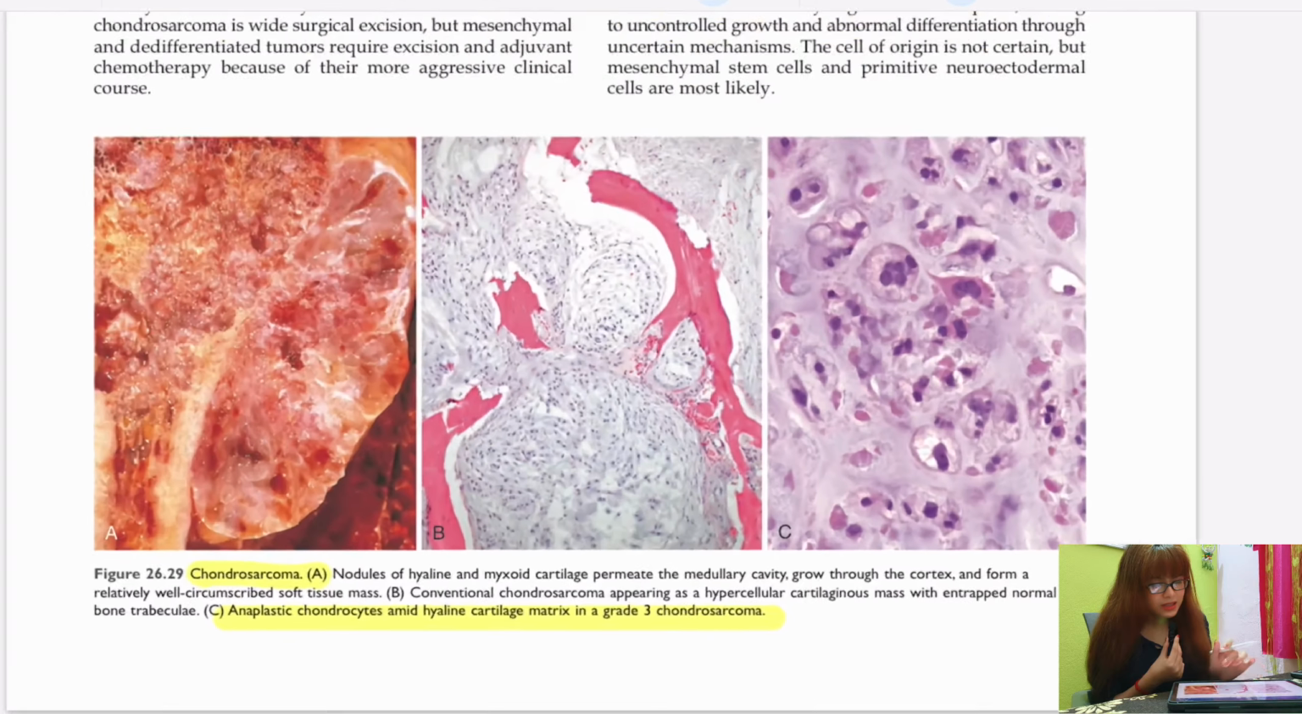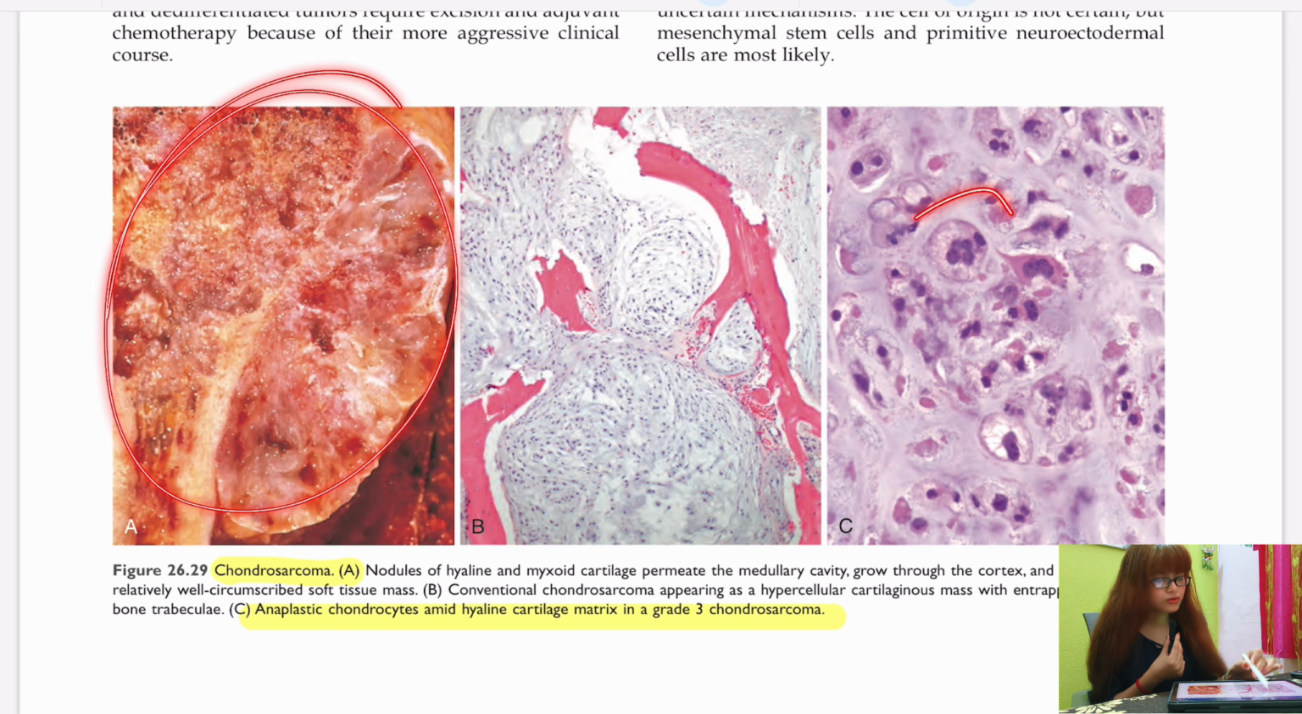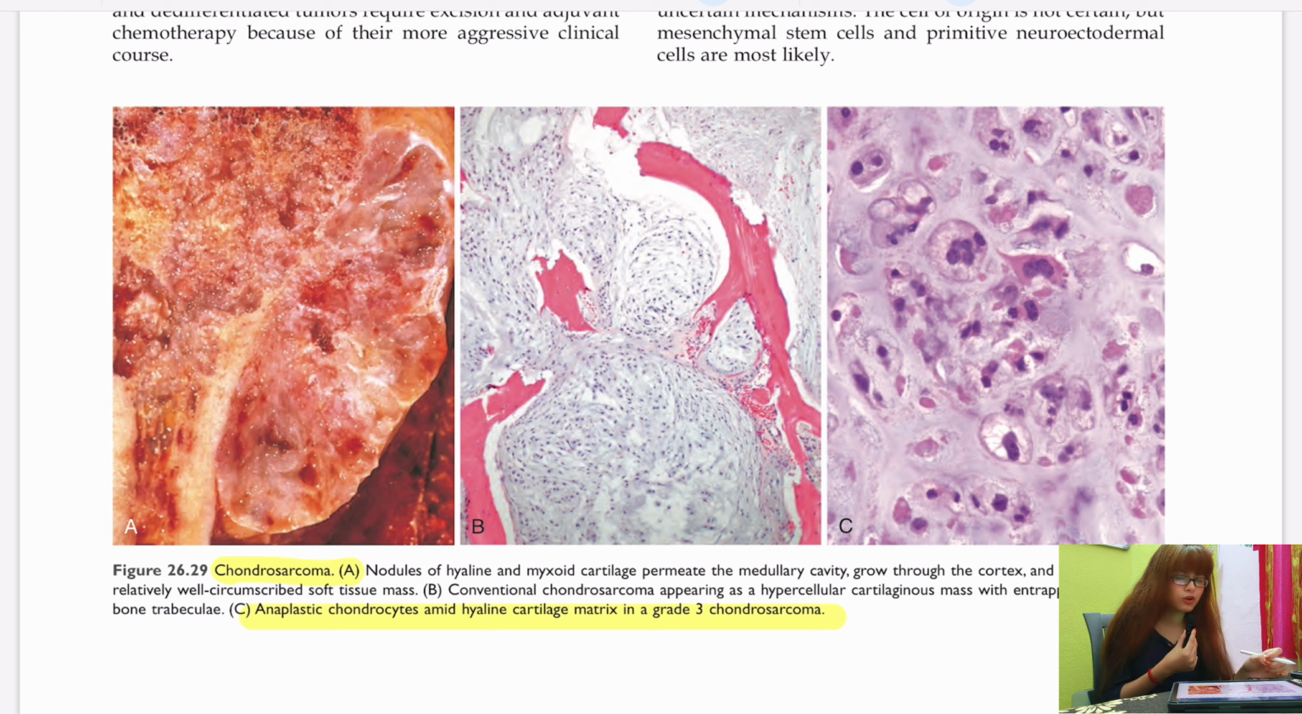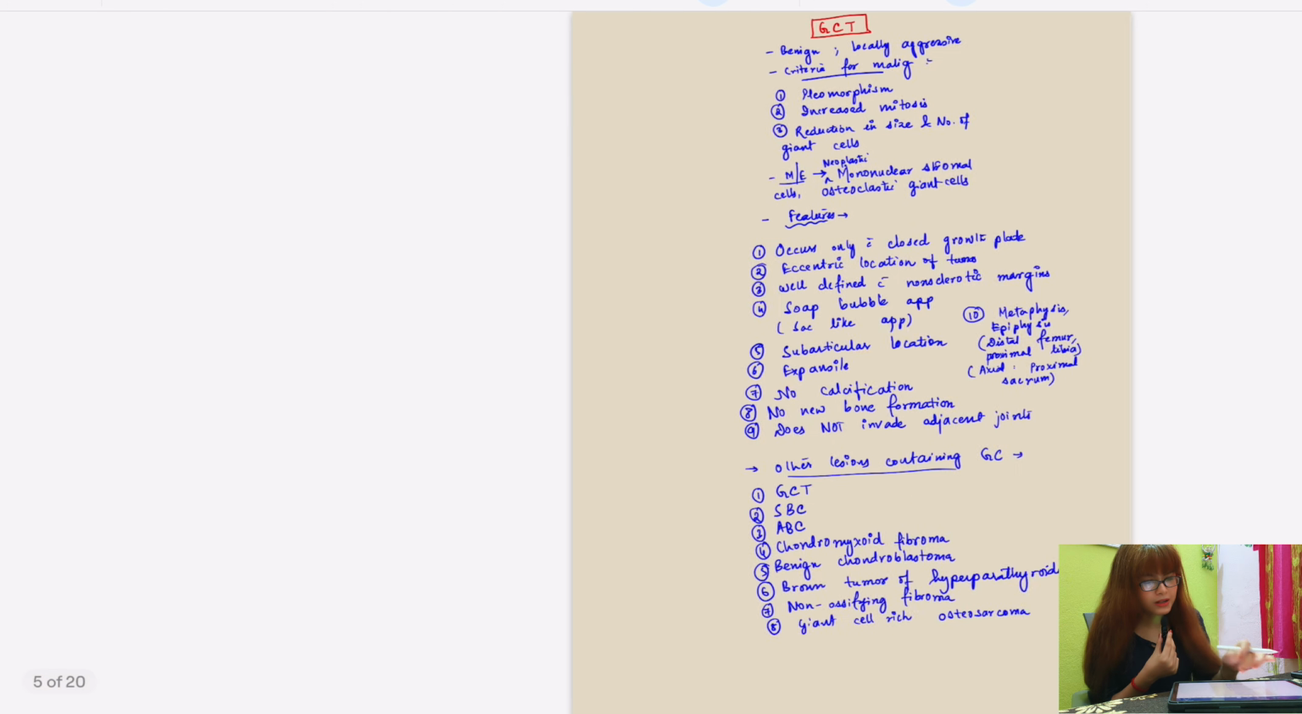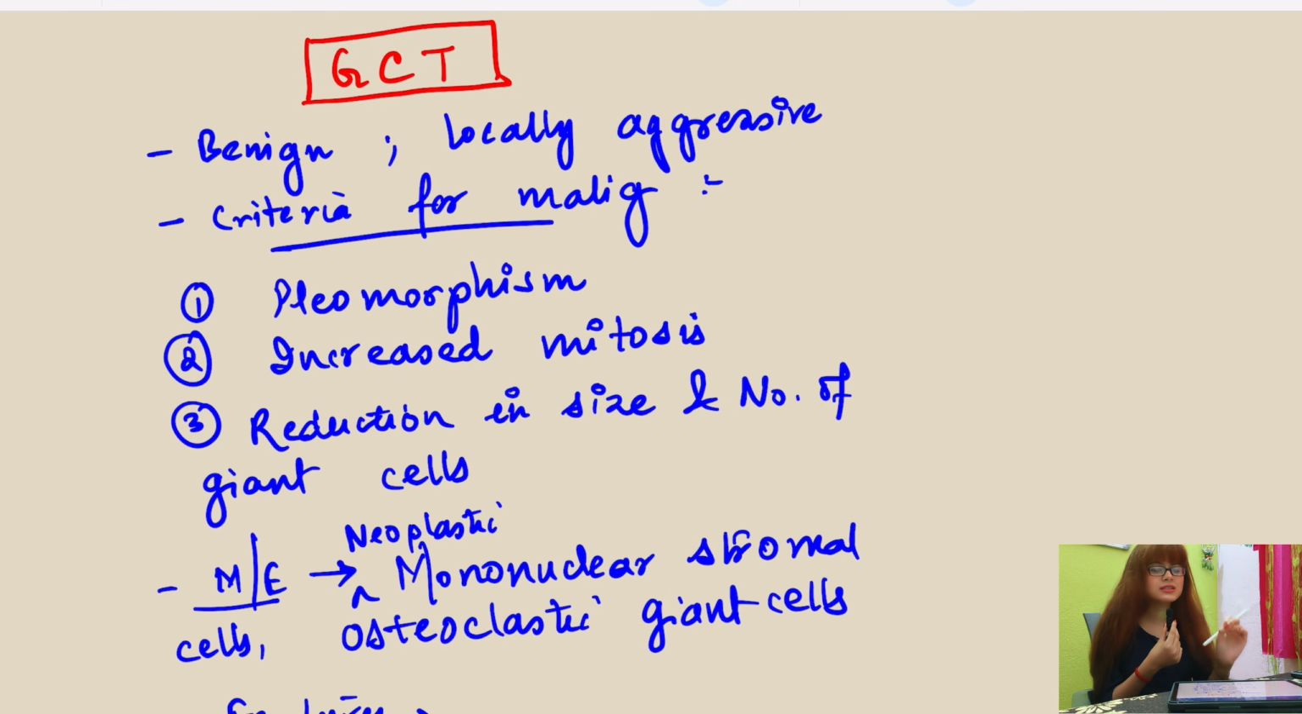So you can see this is the image which is the chondrosarcoma, and as you can see that these are so many anaplastic cells which is seen in the grade 3 chondrosarcoma. So now let's come back to this, which is the important part. So giant cell tumor, I'm going to discuss all these entities which are important, and I'm also going to show you the images. So let's start this now.